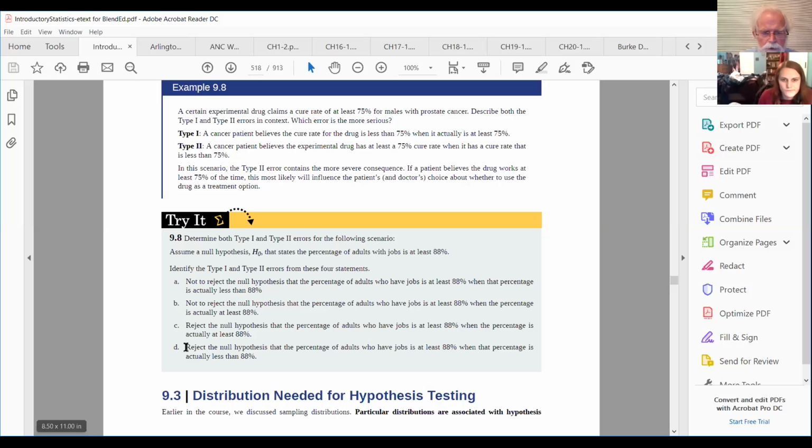Okay, this last one, reject the null hypothesis that it is at least 88% when it's actually less, that is not an error, if we are rejecting a hypothesis that is untrue. Okay, so again, this is going back and looking at your assumptions and your hypotheses. Does that make sense?